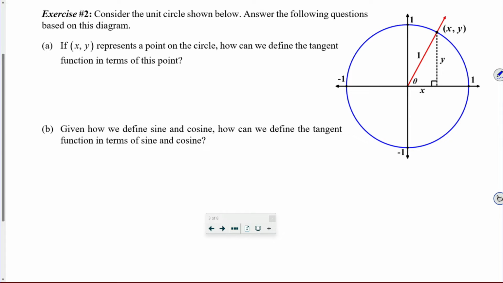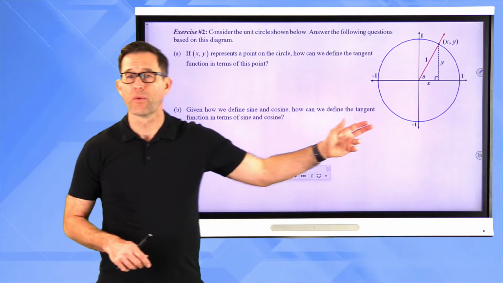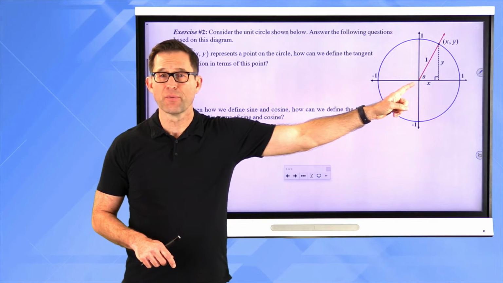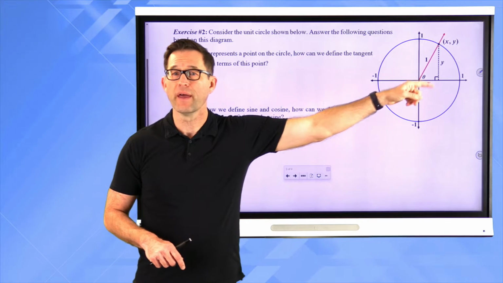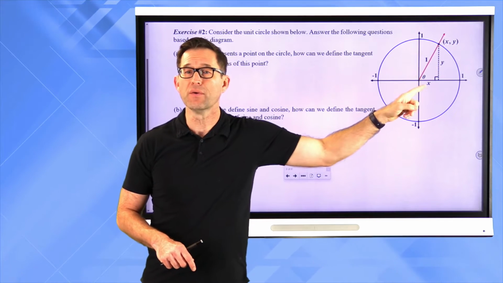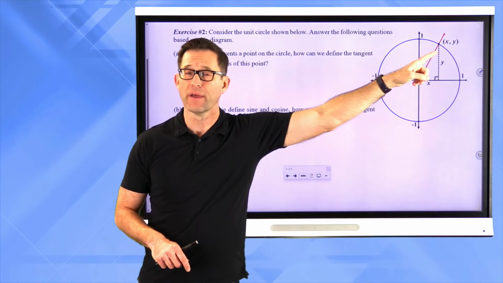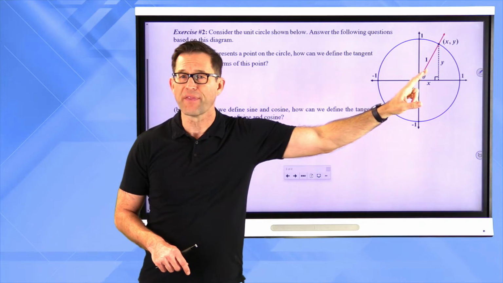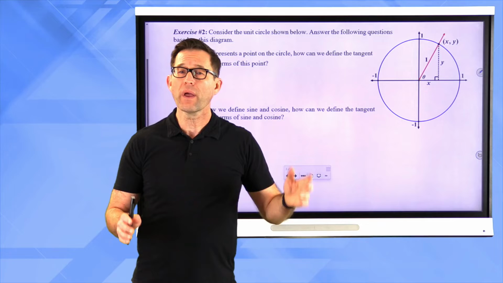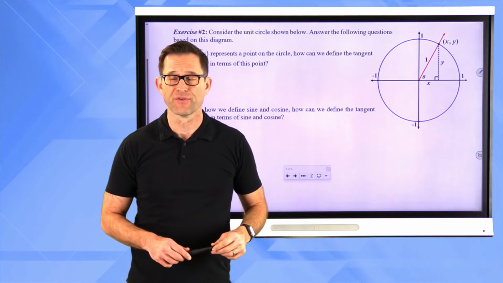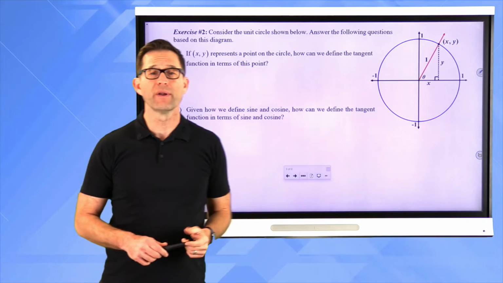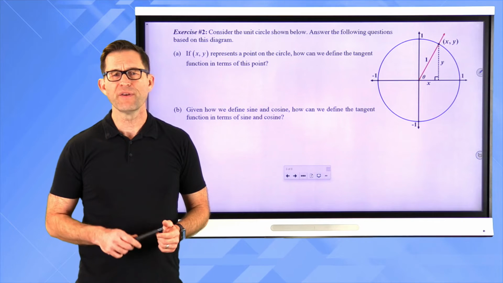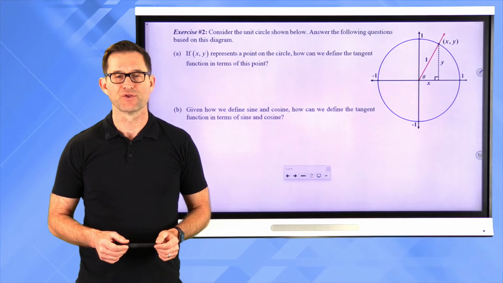Letter A. If x comma y represents a point on the circle, how can we define the tangent function in terms of this point? Right? So here we go, right? We've got our angle drawn in standard position. We're calling it theta, okay? X comma y is the point on the unit circle where the terminal ray on the angle intersects the unit circle. So we've got that right triangle drawn in. What can we say that tangent of theta is equal to now, just in terms of the coordinate point x comma y? Pause the video now and see if you can think about what the answer should be.